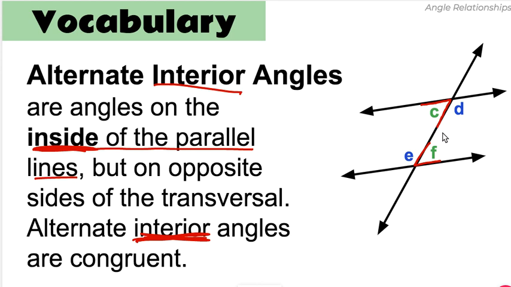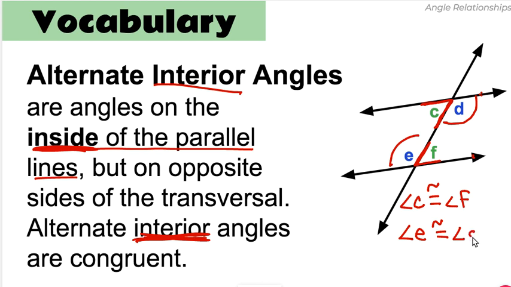I don't need to measure them if I'm told that these lines are parallel. If these lines are parallel, I can trust that these two inside acute angles are equal, that angle C is congruent to angle F. Same thing goes for these two obtuse angles. Do you see how E is obtuse and so is D? Because they're coming from parallel lines getting cut by this transversal, I can assume that angle E is congruent to angle D. I almost said equal. Equal's the same thing, but congruent is the word we use in geometry.